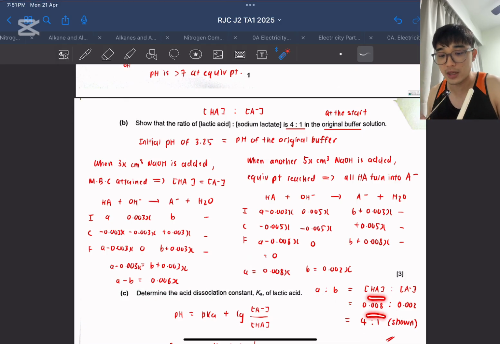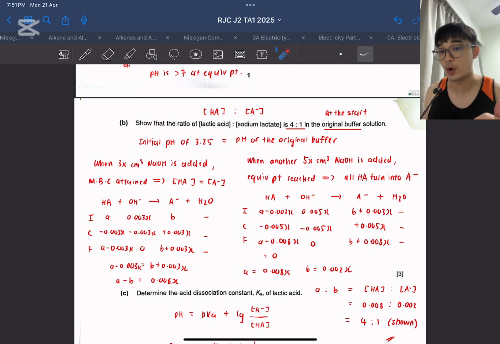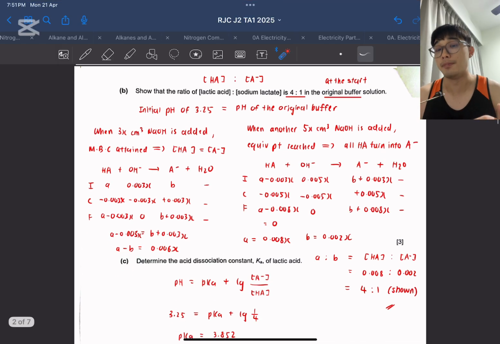Now, I have made it very detailed over here because this is a show question, and show questions have to have a lot of working involved. This is perhaps the most difficult question in the entire paper, and under time conditions, you will probably struggle to think of this answer. But yeah, that's for part B.